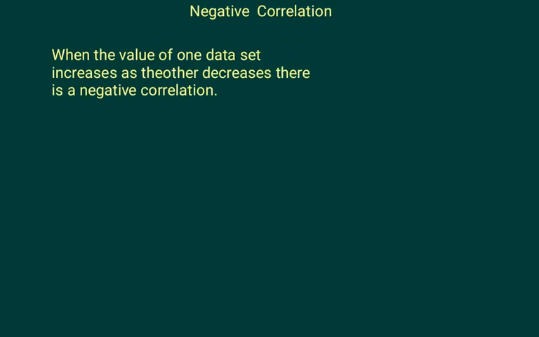A negative correlation occurs if the value of one data set increases and the other decreases. So it's kind of the opposite of positive correlation. By the way, I should have mentioned this: increase means to get higher and decrease means to get lower. So when one value gets higher and the other gets lower, that's a negative correlation.